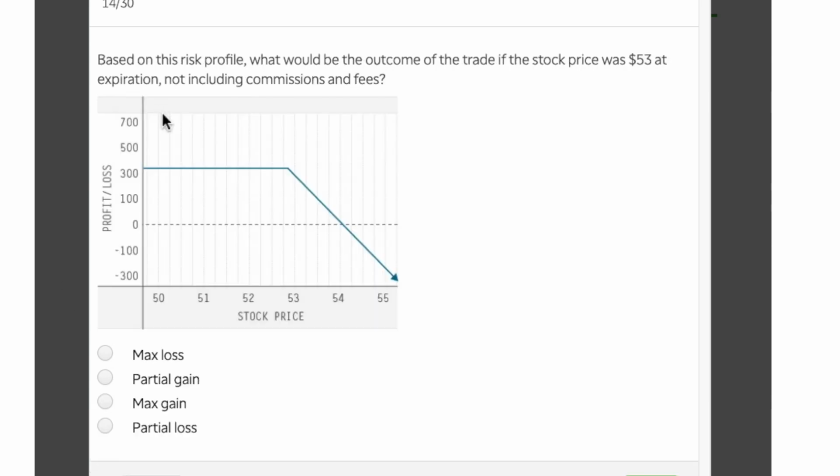1.48. Based on this risk profile, what would be the outcome of the trade if the stock price was at $53 at expiration, not including commission and fees? It's at $53. We get max profit. See, this is our max profit. Anything after that, we'd start losing profit.